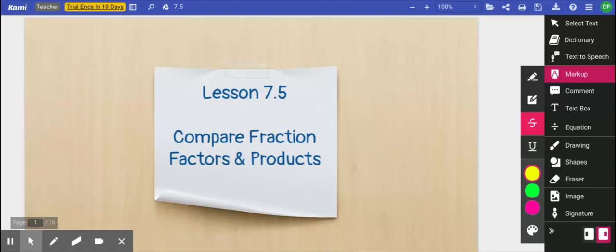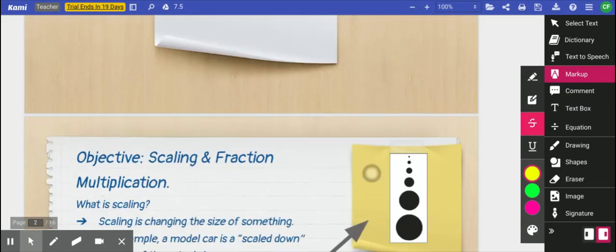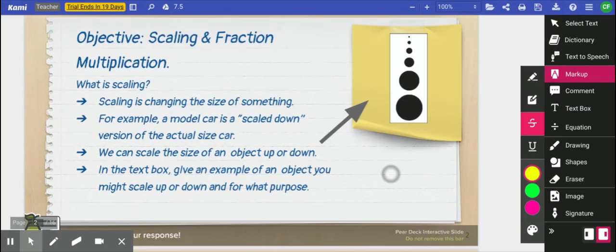It's lesson 7.5, comparing fractions, factors, and products. Okay? So this first slide is super important. The objective today is understanding how scaling and fraction multiplication work together.